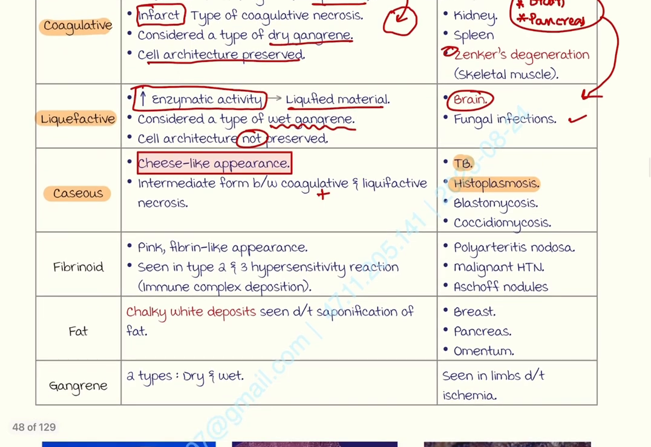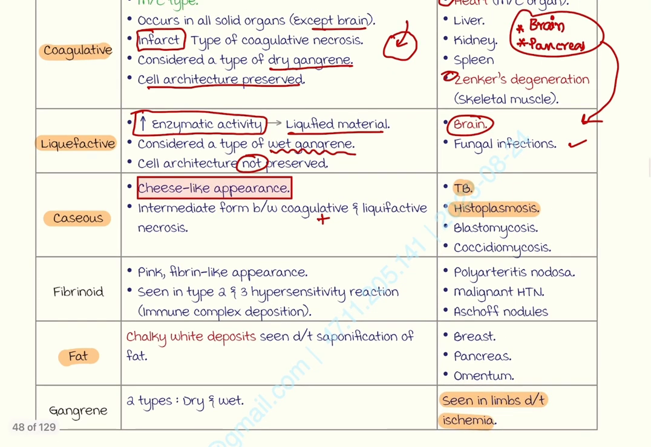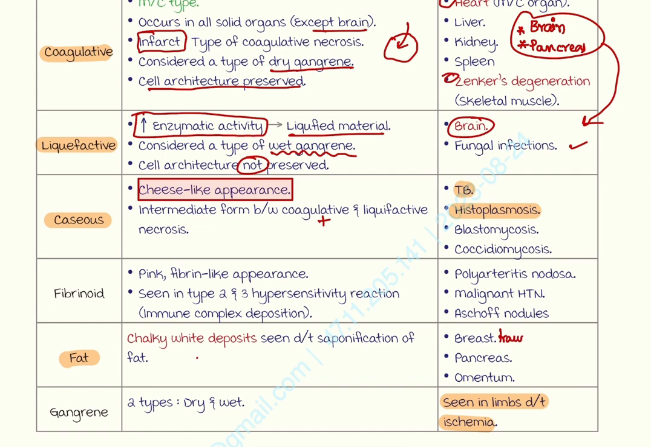Next we have fibrinoid necrosis, fat necrosis, and gangrenes. Gangrenes, I told you, dry and wet, coagulative and liquefactive. That is seen in arterial insufficiencies, like in ischemia, basically in the limbs. Fat necrosis is seen as chalky white deposits in breast trauma. Please remember, trauma to breast will be given in the question. These chalky white deposits are because of the binding of calcium, called saponification of the fat.